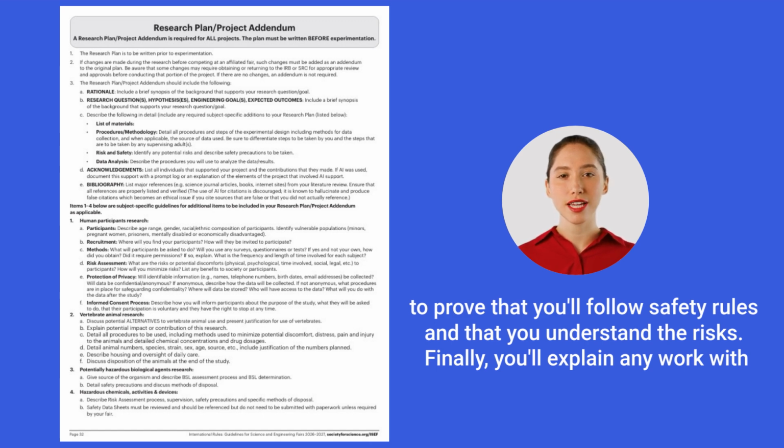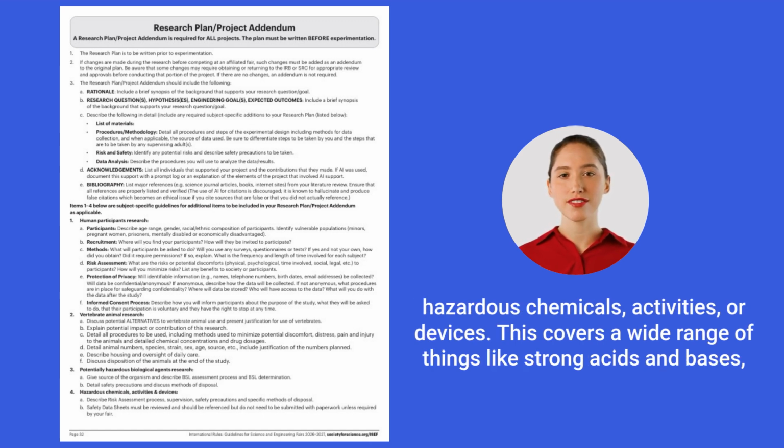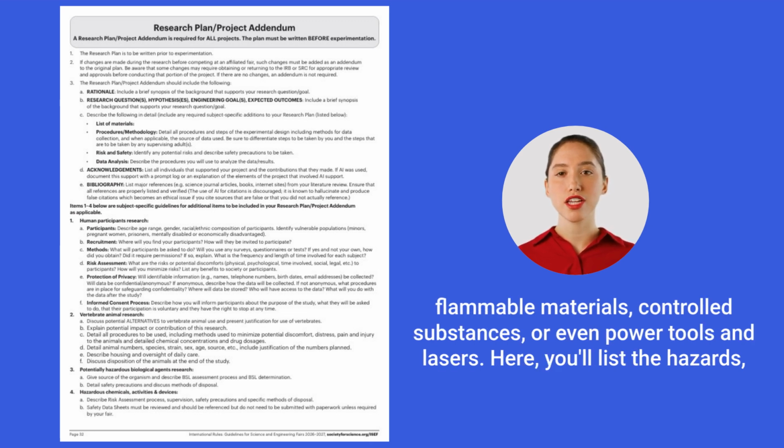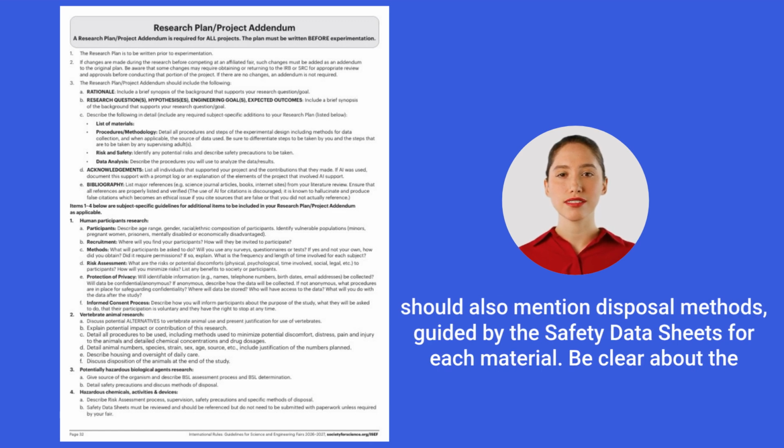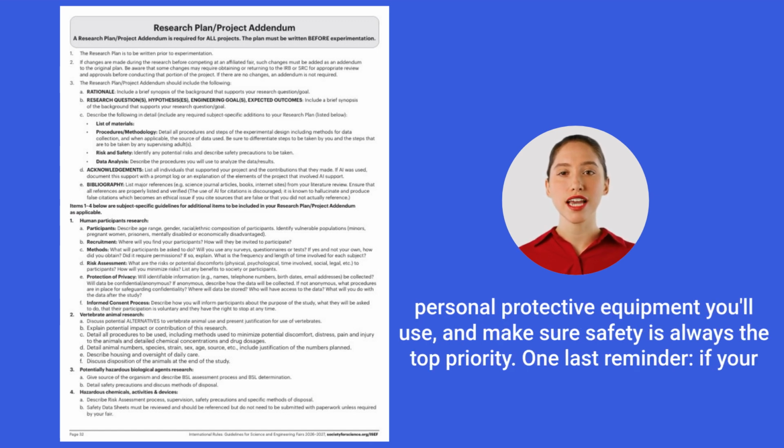Finally, you'll explain any work with hazardous chemicals, activities, or devices. This covers a wide range of things like strong acids and bases, flammable materials, controlled substances, or even power tools and lasers. Here, you'll list the hazards, explain how you'll reduce risks, and note any supervision that will be in place. If you're using chemicals, you should also mention disposal methods guided by the safety data sheets for each material. Be clear about the personal protective equipment you'll use and make sure safety is always the top priority.